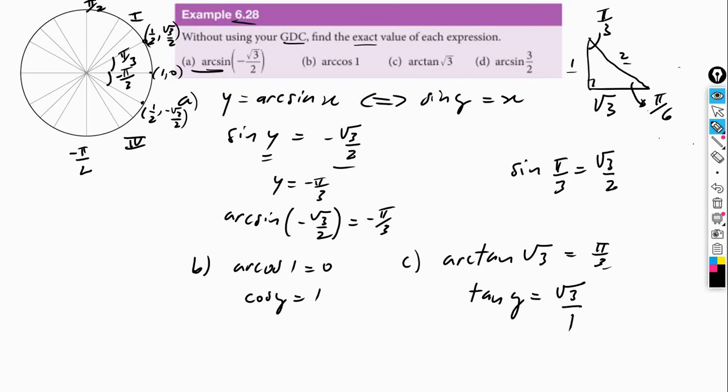Pi thirds. Now for D, they ask us to solve arc sine of 3/2. So that means that sine of y is equal to 3/2. But notice that 3/2 is the same as 1.5, which is greater than 1. Therefore, this has no solution because sine has a range between -1 and 1.